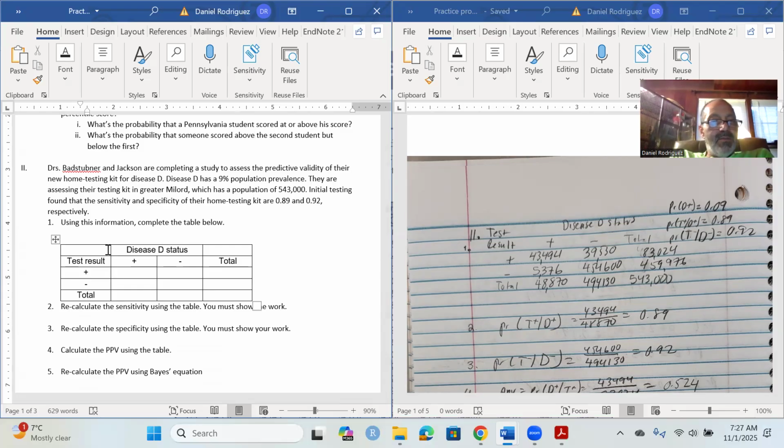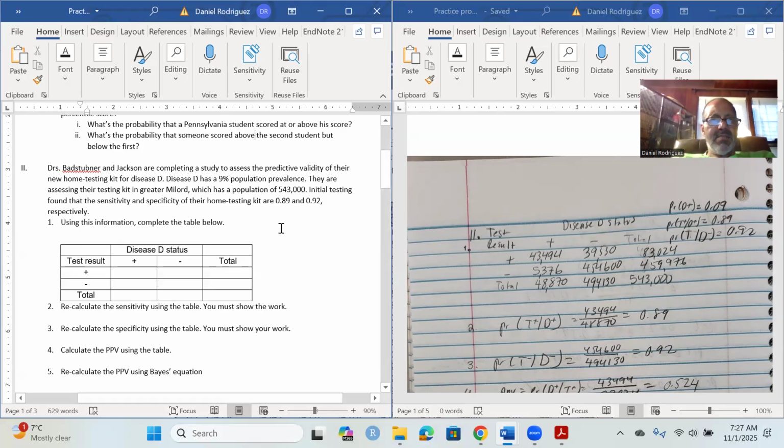Dr. Badstubner and Dr. Jackson are completing a study to assess the predictive validity of their new home testing kit for disease D. Disease D has a 9% population prevalence. They are assessing their testing kit in Greater Milford, which has a population of 543,000. Initial testing found that the sensitivity and specificity of their home testing kit is 0.89 and 0.92 respectively.